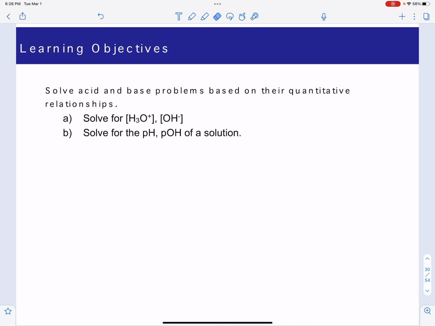So what are we doing? We're going to be finding the hydrogen concentration. We're also going to be finding the hydroxide concentration. And once we do that, we are going to be finding the pH and the pOH of the solution. Remember, all these acids and bases are aqueous solutions.